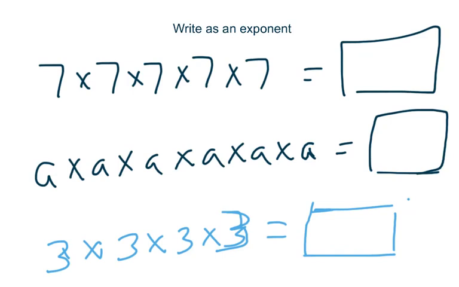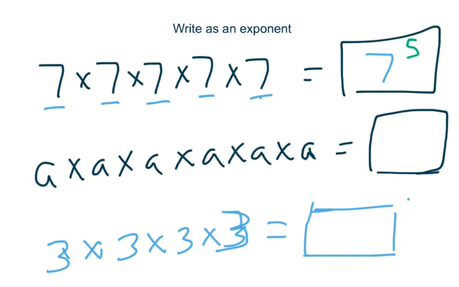Finally, what we're going to look at then is how do you take a long list of the same number over and over and write it as an exponent? So what you have to do is count how many times we have a 7. So we have 7 once, twice, 3, 4, 5. So our base number is a 7, and our exponent is a 5. So we have 7 to the 5th power.